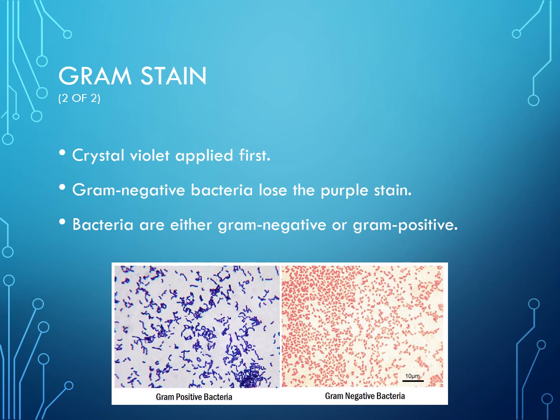When performing a gram stain, first the crystal violet is applied, and then the gram-negative bacteria will lose the purple stain, and bacteria are either gram-negative or gram-positive. And again, this is just going to help distinguish types of bacteria that are growing, so then they can prescribe an initial course of the antibiotic therapy.